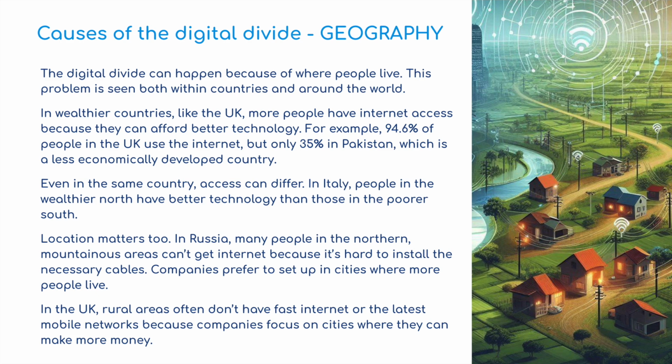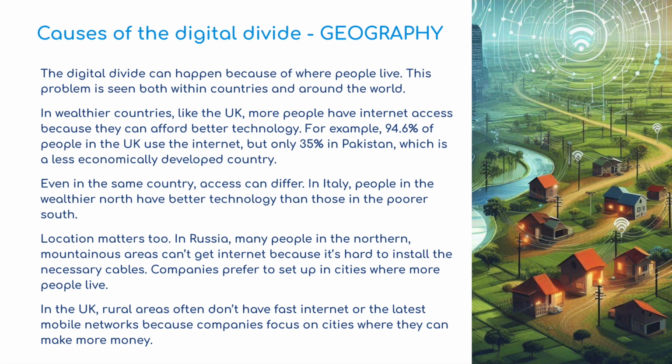So, some causes. Geography, we've just glossed over it. The digital divide can happen because of where people live. This problem is seen both within countries and around the world. In wealthier countries like the UK, more people have internet access because they can afford better technology. For example, 94.6% of people in the UK use the internet. This is figures around about 2020, but only 35% in Pakistan, which is a less economically developed country. Even in the same country, access can differ. In Italy, for example, people in the wealthier north have better technology than those in the poorer south.